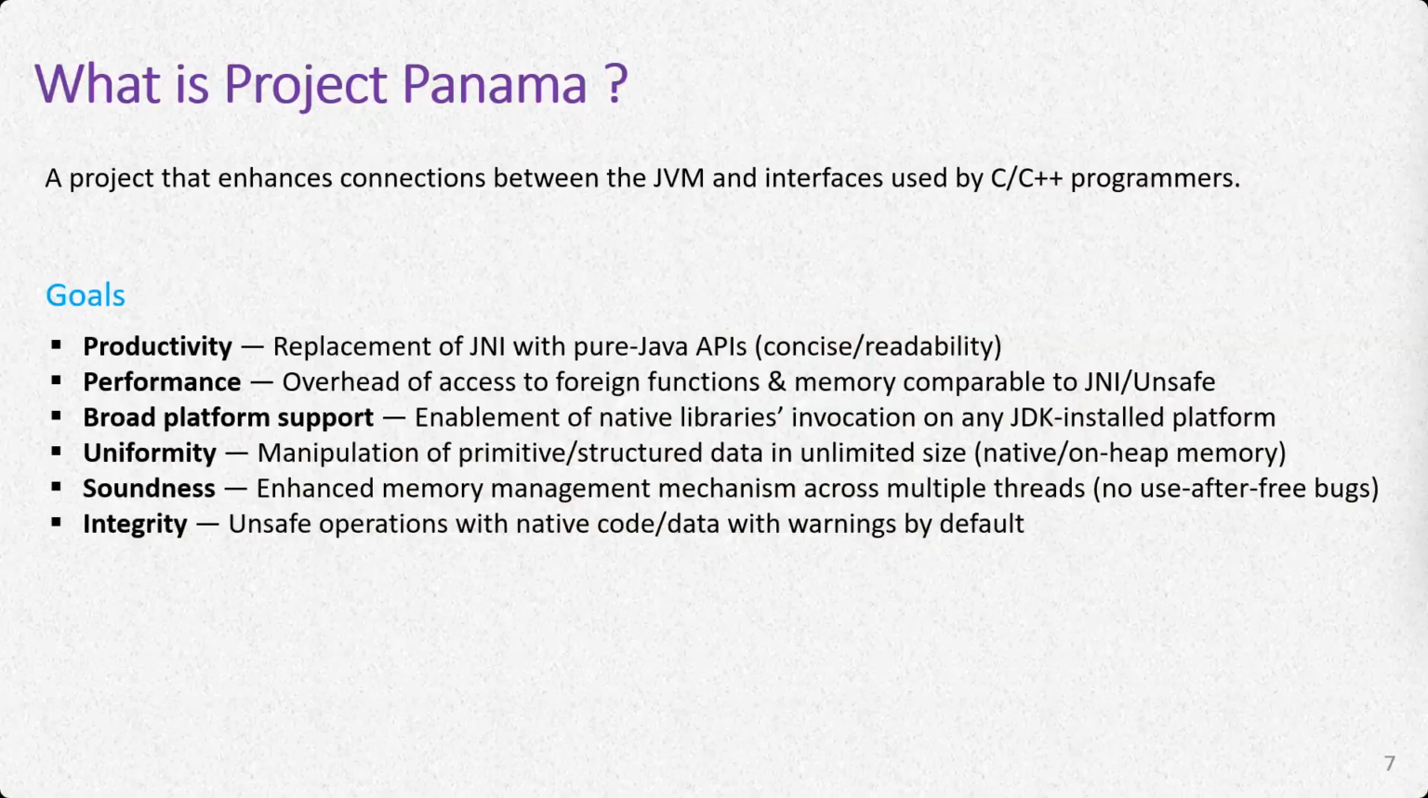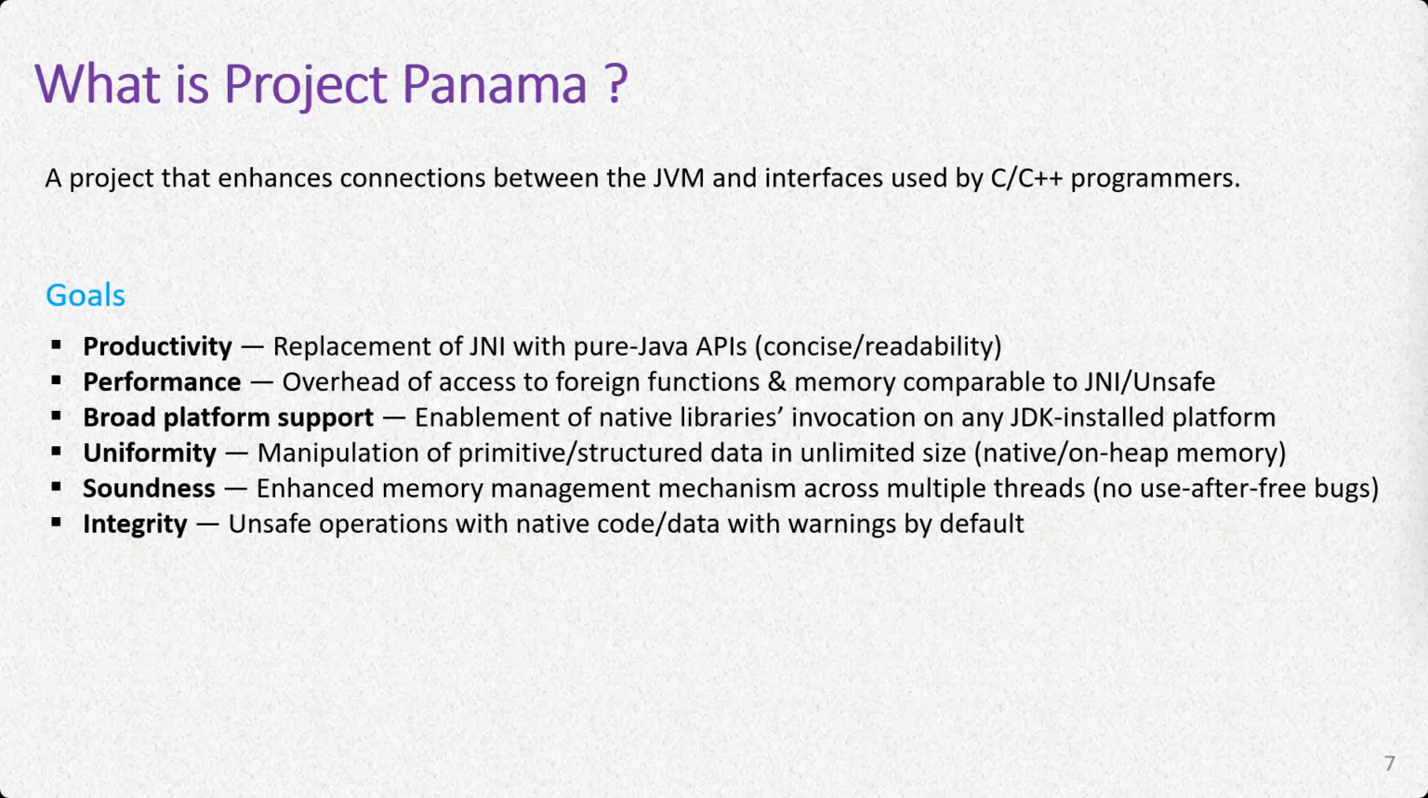Project Panama is an OpenJDK project that improves the user experience by improving the interoperability between Java and other languages, native especially, with C or C++ code. So the goals of this project are quite straightforward and understandable to users. Obviously, the top priority is to fundamentally replace the JNI with pure Java APIs without sacrificing the performance as compared to the JNI or the unsafe APIs. With this, JIT will be able to optimize the code everywhere at the Java level.